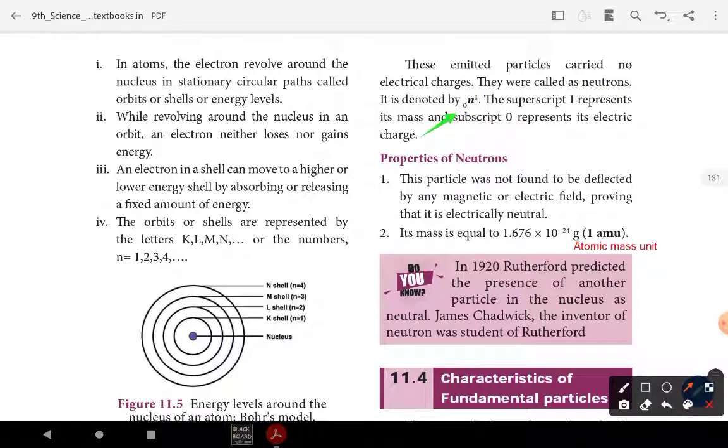How do you denote it, children? You write N, the first starting letter. Here you have a subscript, the one below is called subscript, and the one above is superscript. The 0 below is the subscript, and above is the superscript. This is how you should write a neutron. The superscript 1 represents its mass, and the subscript 0 represents its electric charge. It has no electric charge, so it is given as 0. Then let's go on to the properties of neutrons.